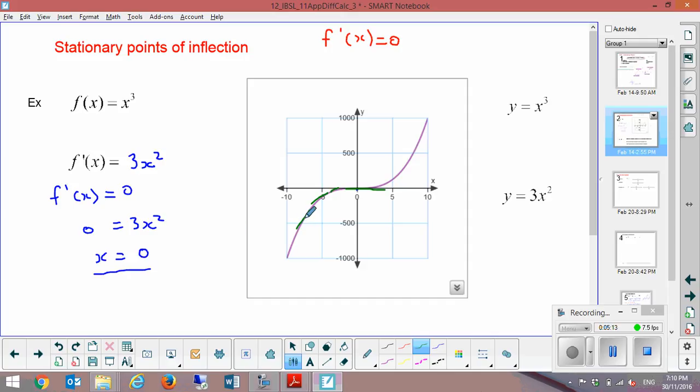So up to here, the tangents have all stayed on one side of the function, but at this point, the tangent cuts through. And that's one of the features of this stationary point. So the tangent cuts through the function.